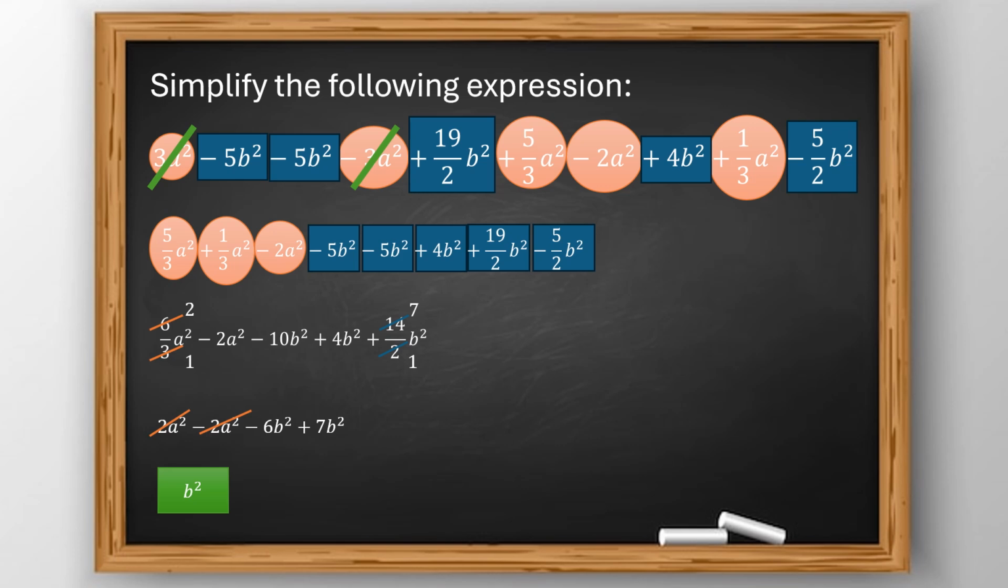Okay? If it helps, you know that there's the commutative property of addition. So what you can also do is 7b squared minus 6b squared. That's exactly the same, and you see that the result is b squared.